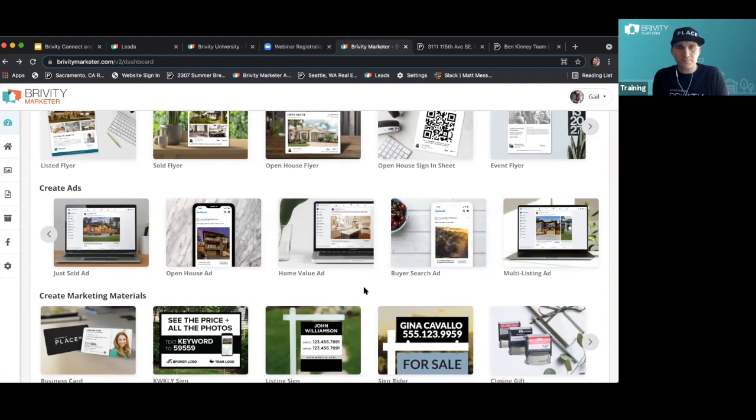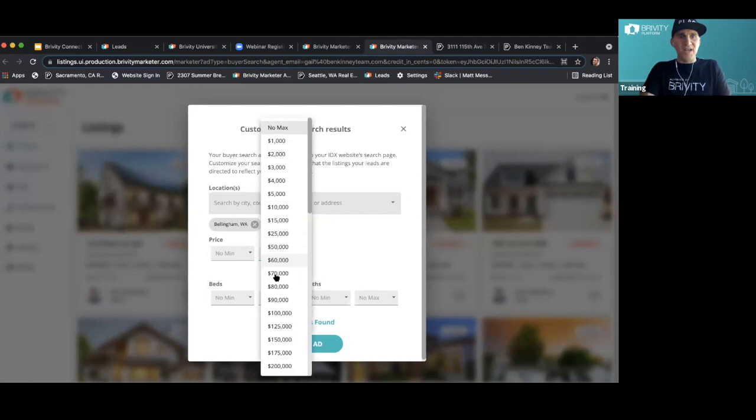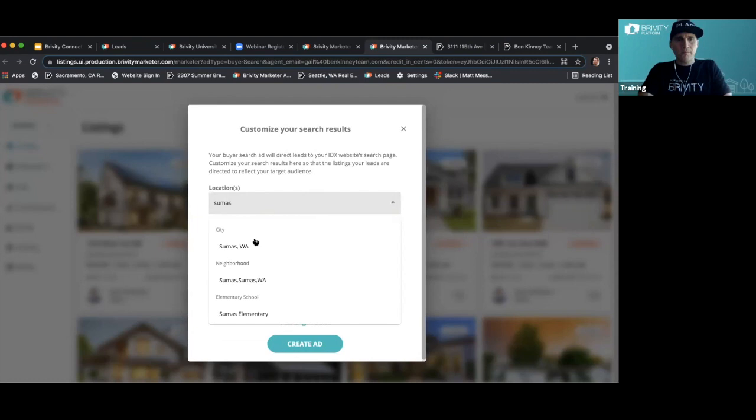This buyer search ad basically allows you to run an ad about particular types of properties. So we might say, look, I want to run an ad for Bellingham, Washington, homes under $500,000 that have at least 4 bedrooms. There are only 4 listings in all of Bellingham right now that are under $500,000 with at least four. So I'm going to go, you know what, let's do Ferndale as well, because that's a neighboring city that people might end up wanting to live in. Right. And then let's do Sumas and let's do Blaine.